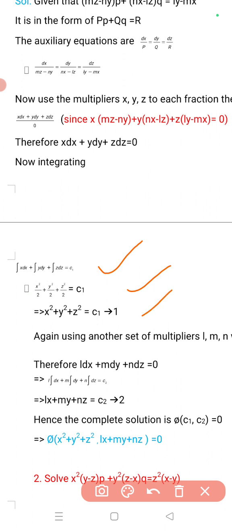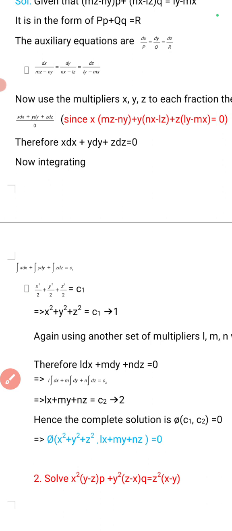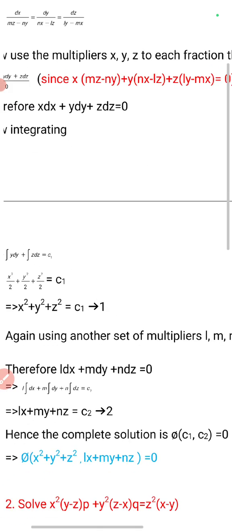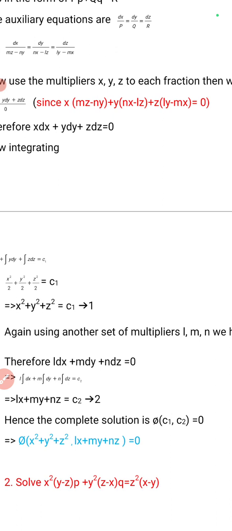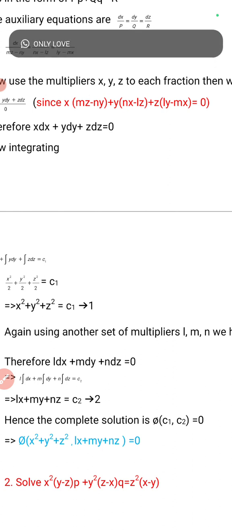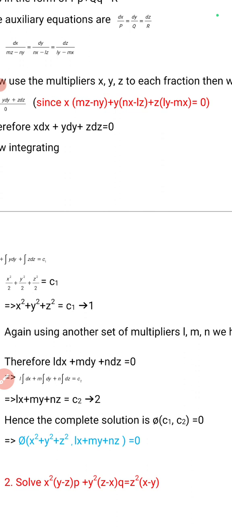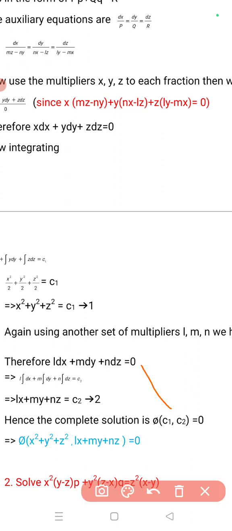And again we have to use another set of multipliers. So what are they? The other set of multipliers are l, m, n. We multiply in the same way as earlier, the numerator and the denominator, by l dx + m dy + n dz. If we do the same thing for the denominator, it gets 0 and we are left with only the numerator, that is l dx + m dy + n dz = 0.